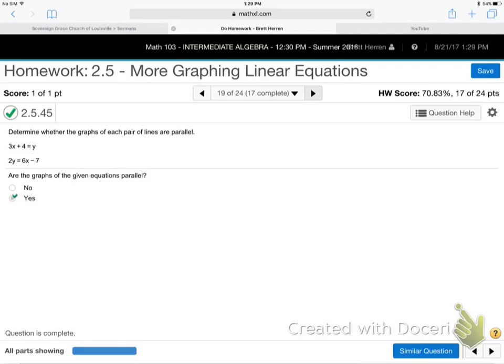Number 19. Three x plus 4 equals y. I'm just going to put them side by side here. And 2y equals 6x minus 7. All right, so give it a try. You need to find the slope for both of those and find out if they're equal or not. If they're equal, the lines are parallel. If not, they're not.